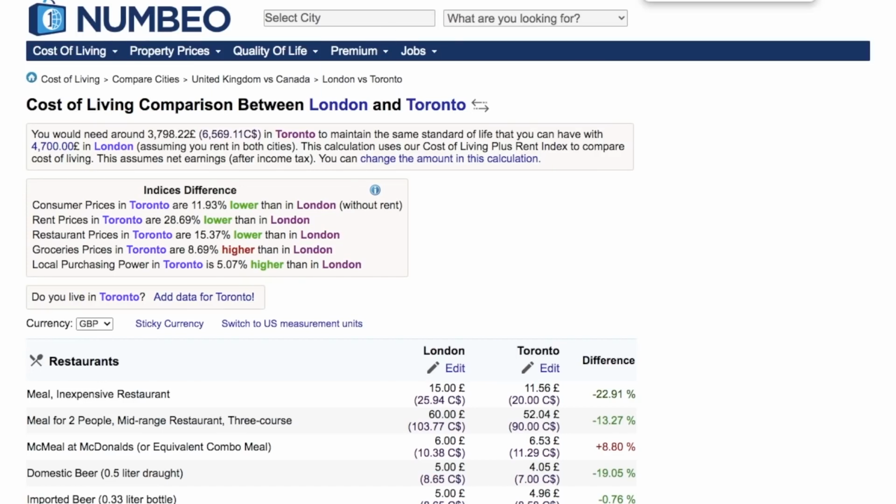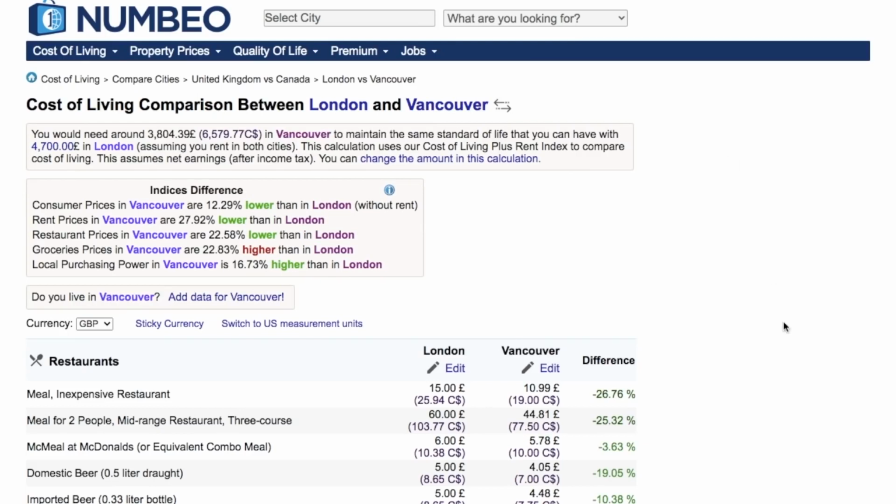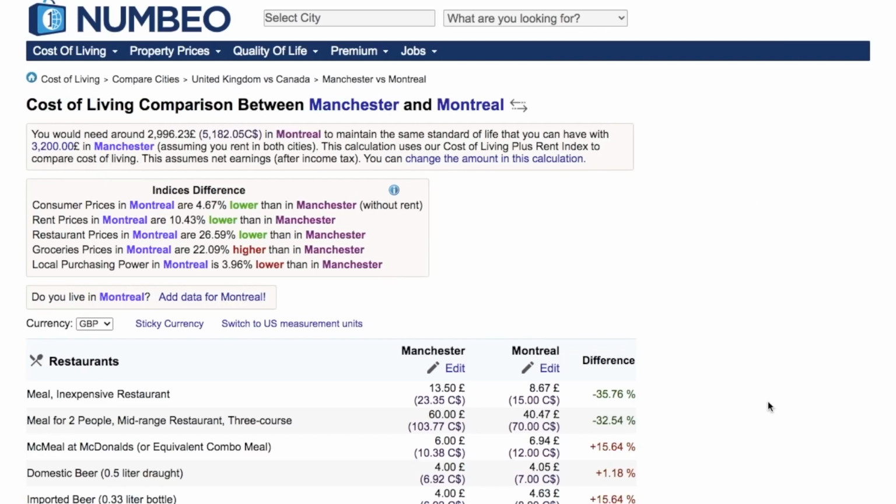Similarly, I compared London with Vancouver as well, and the comparison is very similar. In Vancouver you would need around £3,800, while in London you would need around £4,700. I compared other cities as well. Between Manchester and Montreal, Manchester is more expensive. In Montreal you would need to spend around £3,000, while in Manchester you would need to spend around £3,200 for the same standard of life.